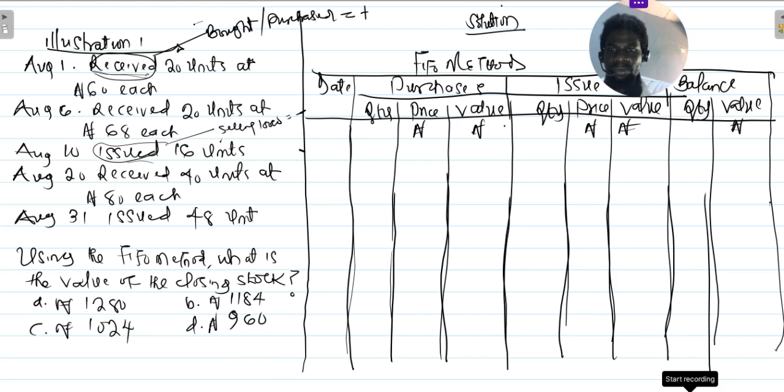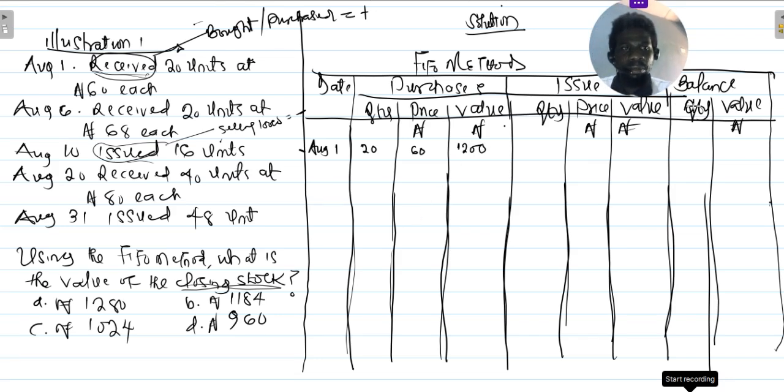The question asks us to find the value of the closing stock using the FIFO method, and whenever you are using the FIFO method, we have to post the first one we purchase before we sell. Now let's move to the first one. August 1st says received 20 units at 60 naira. So under the purchase, we post it there. The quantity is 20 at the price of 60. When we multiply both together, we have 1,200.